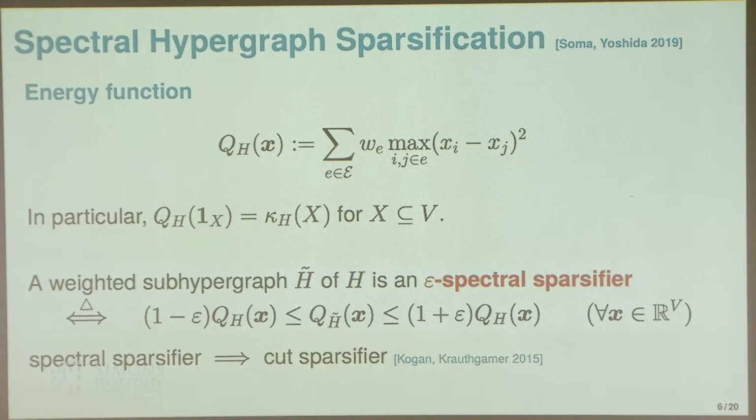Okay, nice. So we can define a spectral sparsifier for hypergraphs using this quadratic-form-like function. A weighted subhypergraph H tilde is called an epsilon spectral sparsifier of H if it preserves the quadratic form up to a 1 plus minus epsilon factor for every x. That's easy, right? By the way, this notion was introduced by me, which is nice.